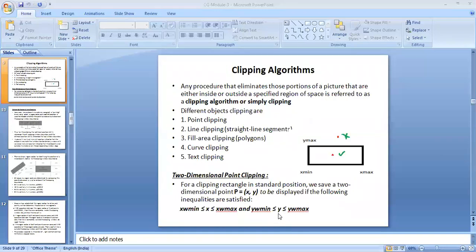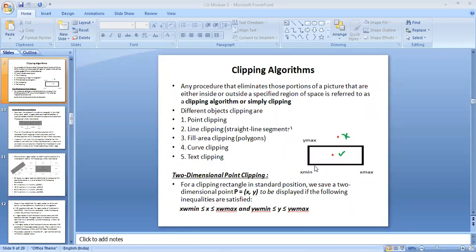That is, if the y quadrant is greater than y min and if it is less than y max, then I can retain the point, right? So I will retain this point. Coming to this point, it lies within x min and x max, no problem. Yes, this constraint will be satisfied.